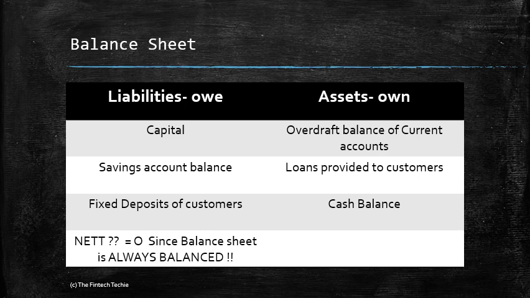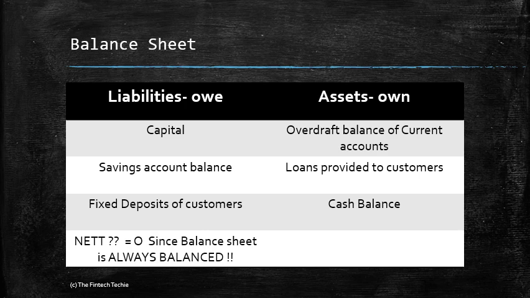Current account, if the balance goes negative, it means that bank owns that money. Similarly, when a bank provides a loan to the customer, it is the money which belongs to the bank and hence it is an asset. Thirdly, it is the cash balance, which is the reserves or the extra surplus cash which an organization may have.